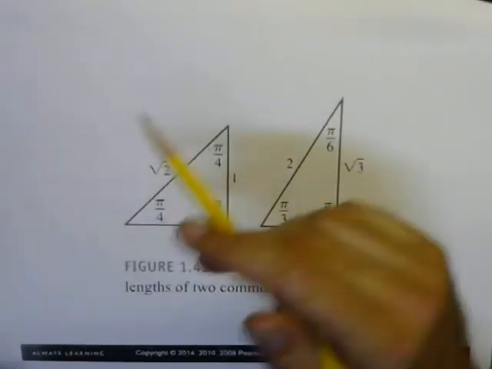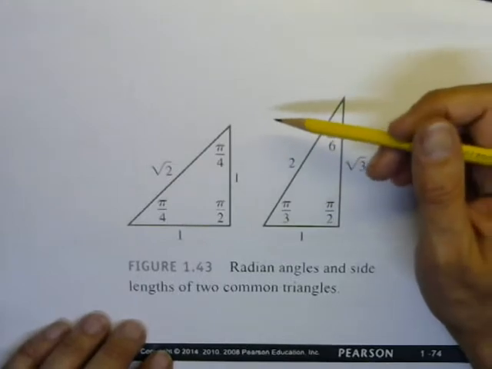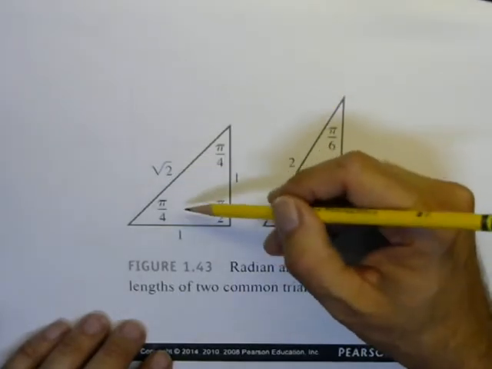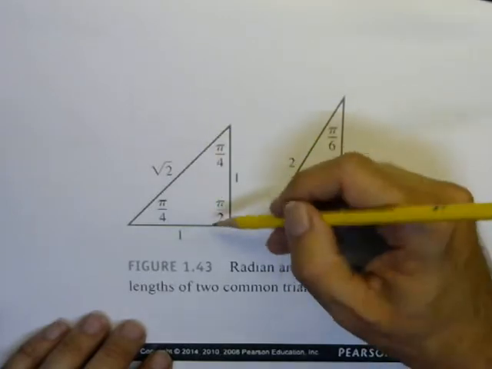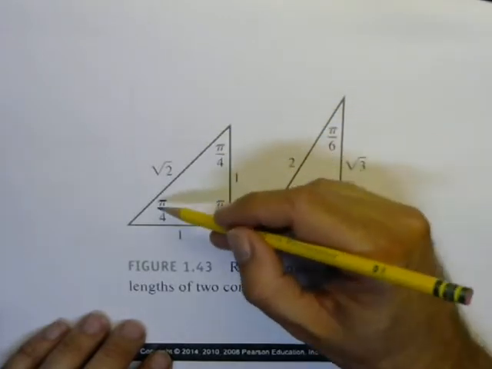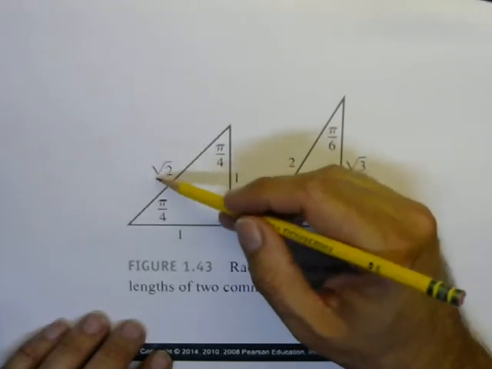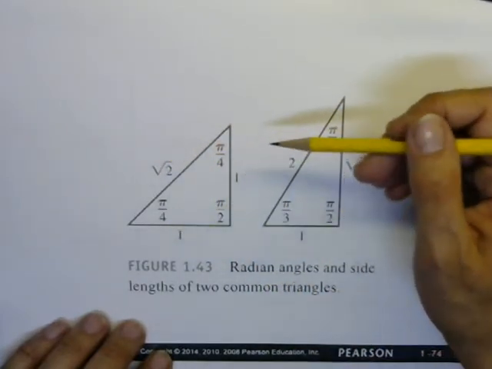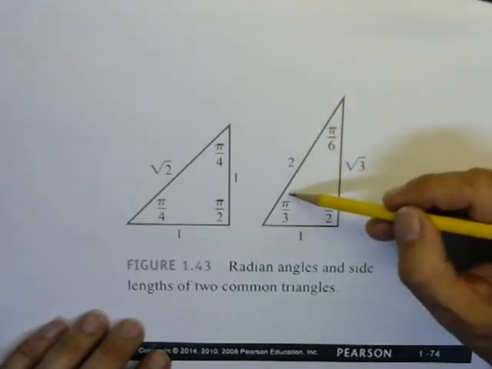Here are some common triangles that you will encounter in trigonometry. Again, I would encourage you to have these memorized. But if you have a 45-45 triangle, remember the length of the hypotenuse is the square root of 2, and then the two legs are 1 and 1.